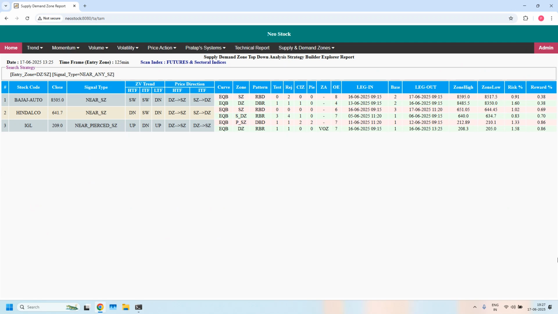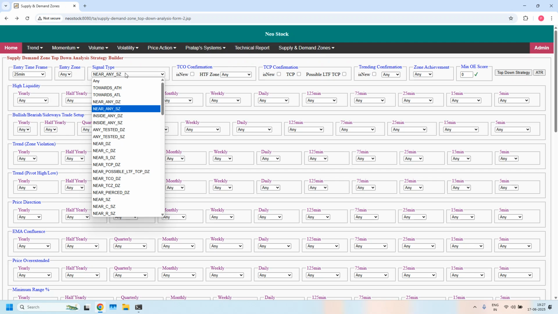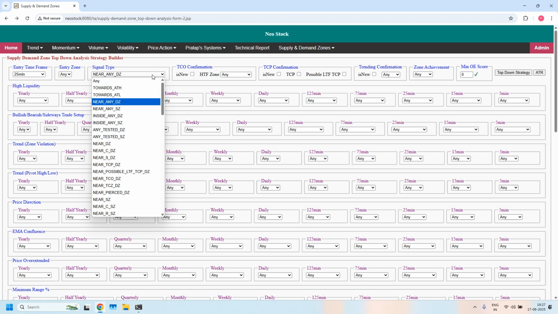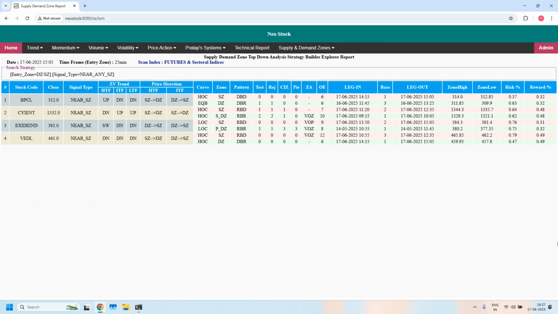Next time frame 75 minutes already generated in the beginning of the report. So the next time frame is 25 minutes. Stocks near to the 25 minutes demand zone, we got 13 stocks. Next, stocks near to the 25 minute supply zone, we got 4 stocks.